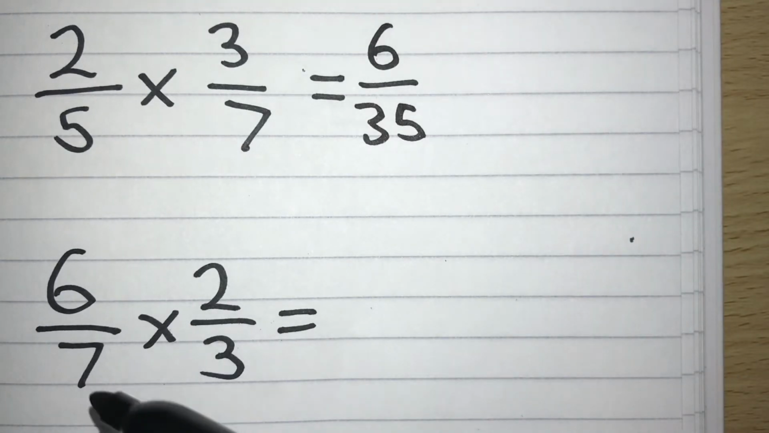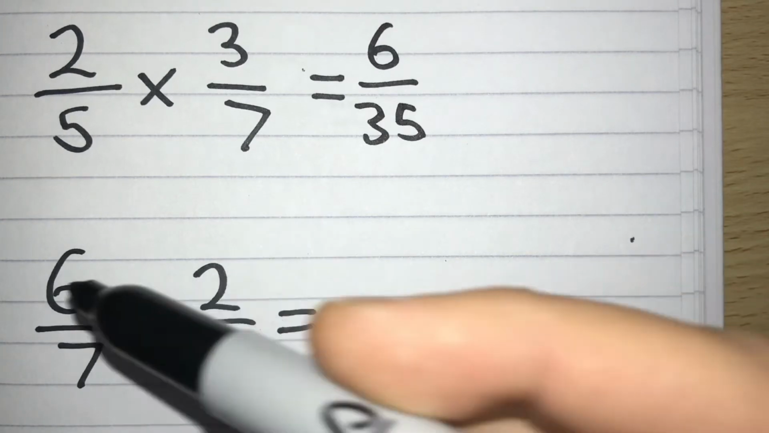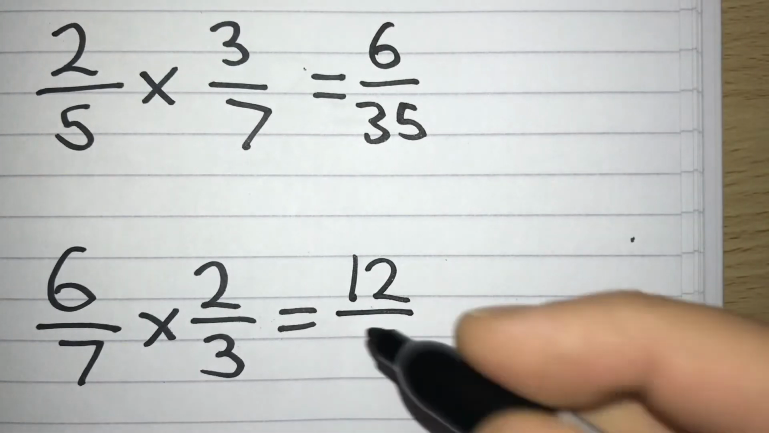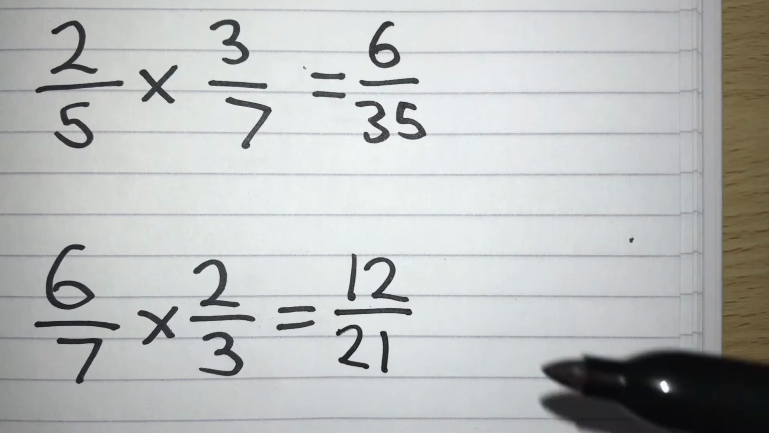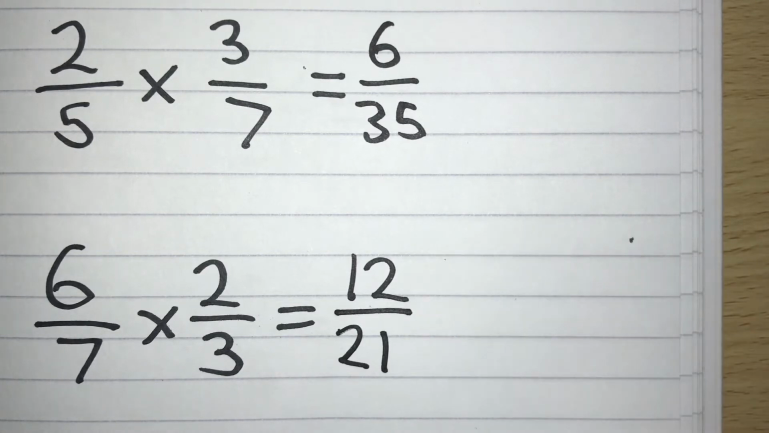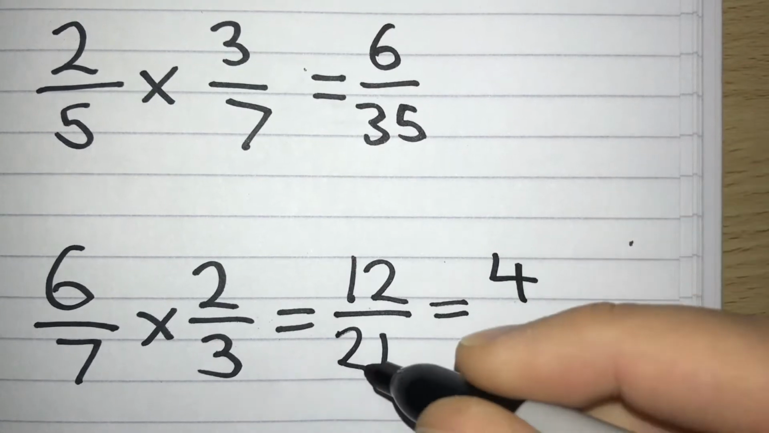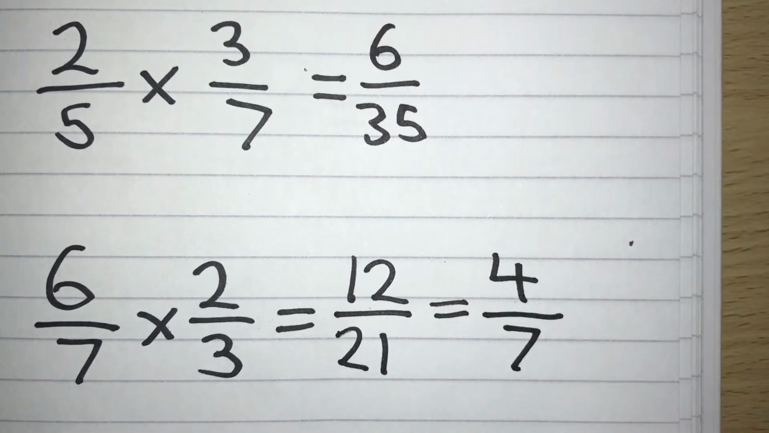Now if we look at this second one, 6/7 times 2/3, well, again, we multiply our two numerators. 6 times 2 gives us 12. 7 times 3 gives us 21. And now this time, if we think, can we simplify it? Well, we can divide both of these two numbers by 3. 12 divided by 3 gives us 4. 21 divided by 3 gives us 7. So we get an answer of 4/7.